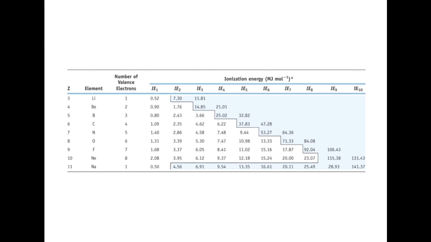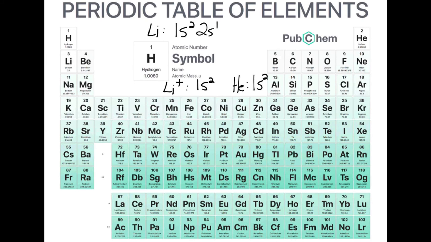Let's compare, say, boron. First, let's look at the periodic table. And if we have boron, we would expect to be able to take 1 electron away to make it isoelectronic with beryllium, 2 electrons to make it isoelectronic with lithium, and 3 electrons to make it isoelectronic with helium.